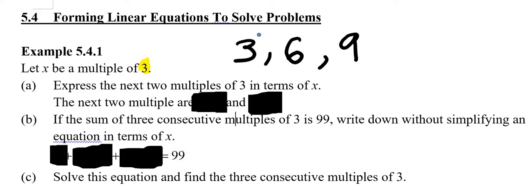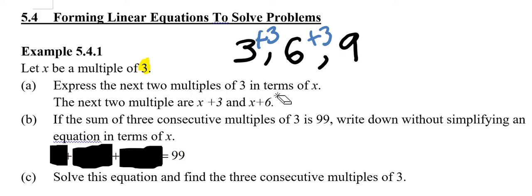So to get from 3 to 6 is actually plus 3. And from 6 to 9 is actually plus 3 again. So this is how you can get your next two multiples of 3 in terms of x. Okay, so the next two multiples are x plus 3 and then x plus 6. Because over here you realize to get 9 from 3, let me just write it down for you, it is actually 3 plus 6 in order to get 9.